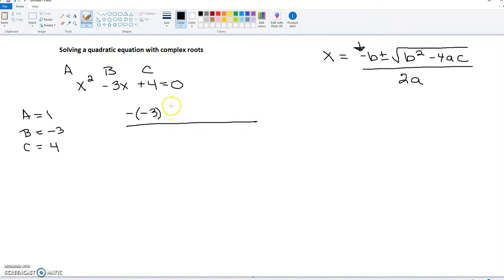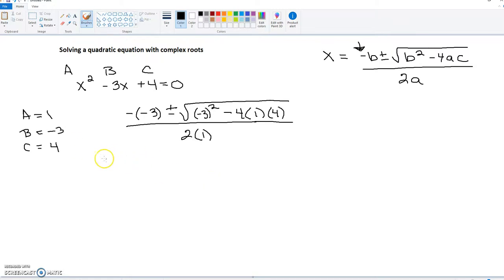Okay, the next thing we're going to do is put our plus minus square root of b squared, which of course is negative 3 squared, minus 4, and it says a, so we're going to put in parentheses our a, which is in this case 1, parentheses c, which is 4, all over 2 times a.